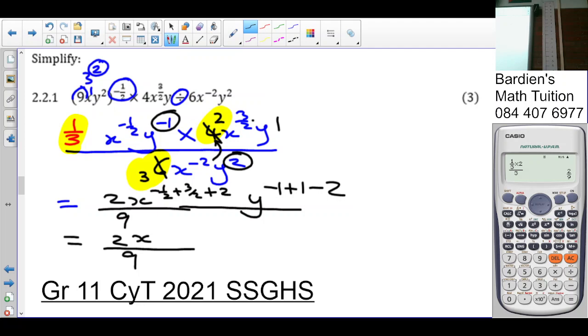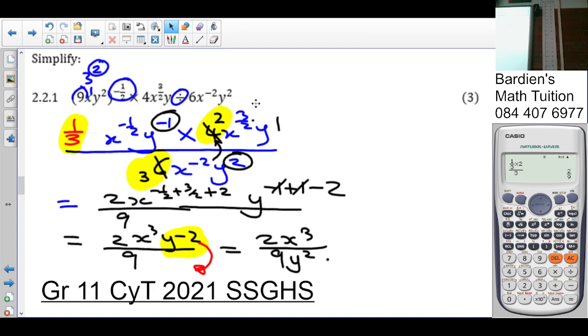Now minus half plus 3 over 2 is 1, plus 2 is 3. Y, that cancel, minus 2. So where must this y to the minus 2 go? Let's go to the denominator y. The exponent is negative. So it's 2x cubed over 9y. Okay.